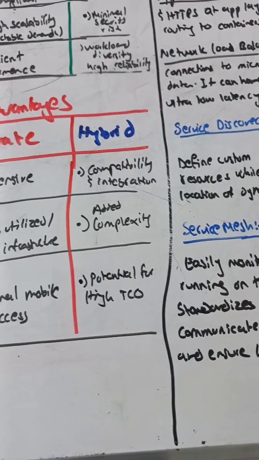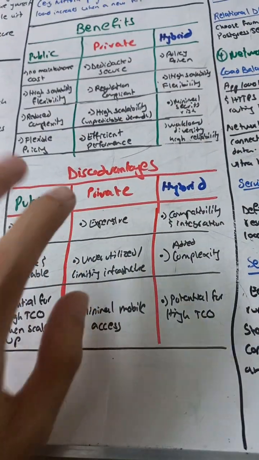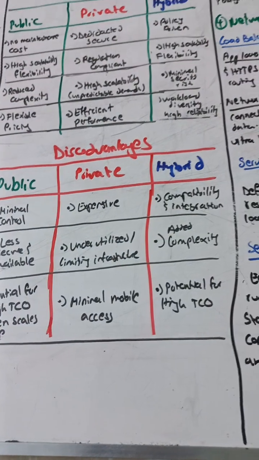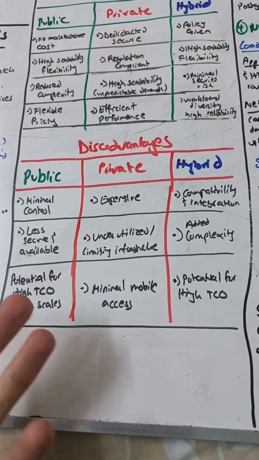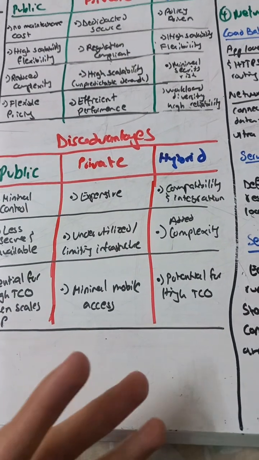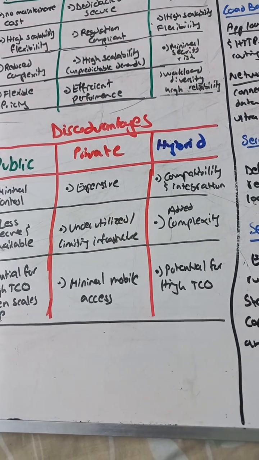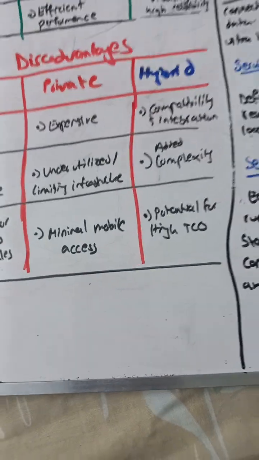In hybrid, it's more complex because now you're dealing with both public and private. It has issues with compatibility and integrations. And again, since you're using public, you could have a potential for high TCO, which is high total cost of ownership.